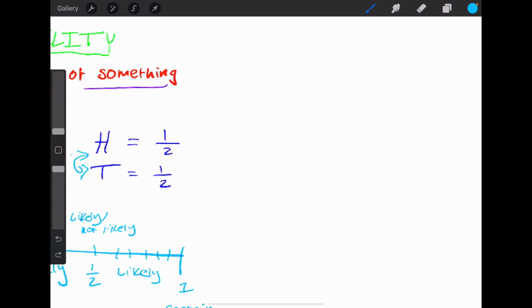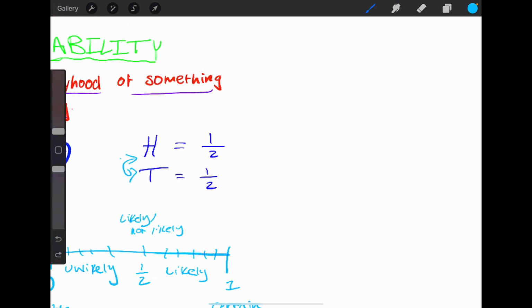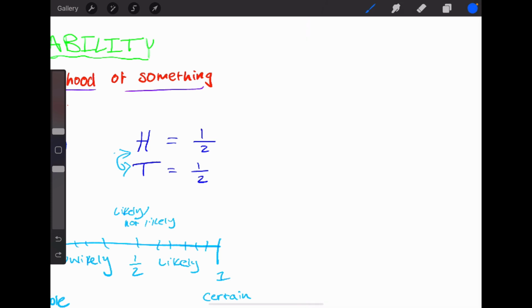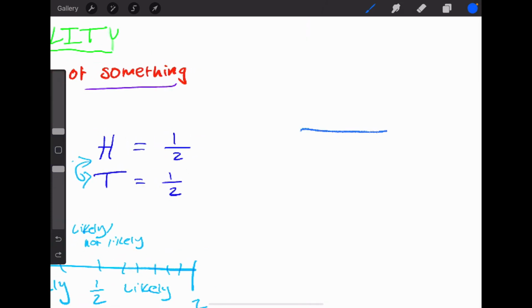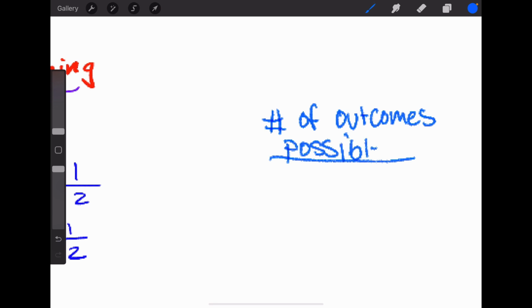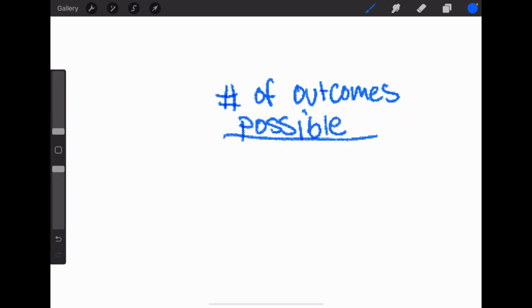So, something easy to remember how to determine the fractions of a possibility. We're going to stick with the heads and tails example. An easy way to remember this is on the numerator, we want to have the number of outcomes possible that we want. And then on the denominator, we're going to have the total number of possibilities.